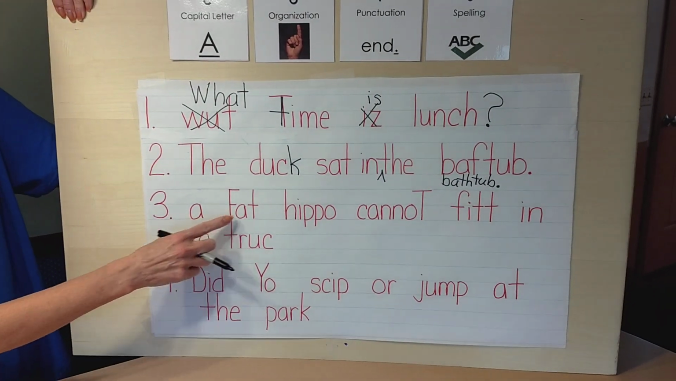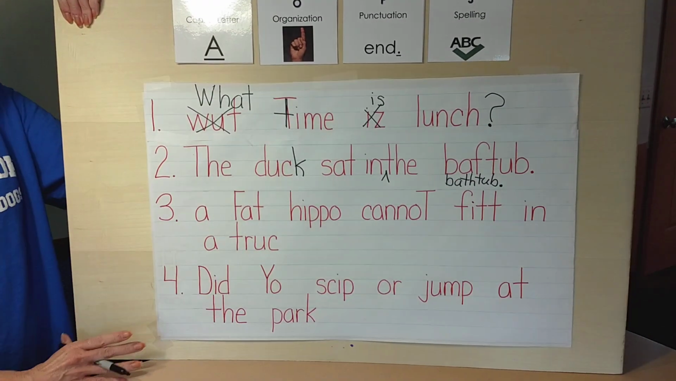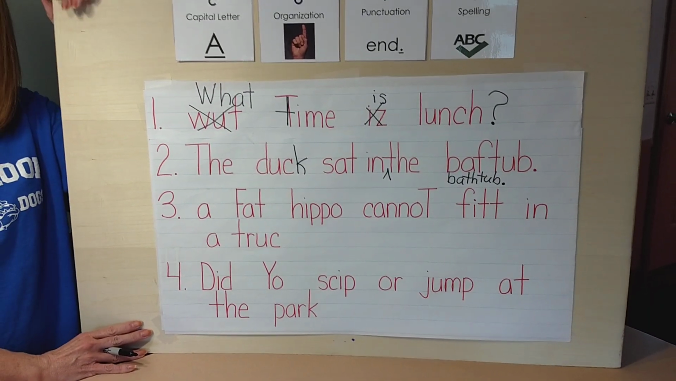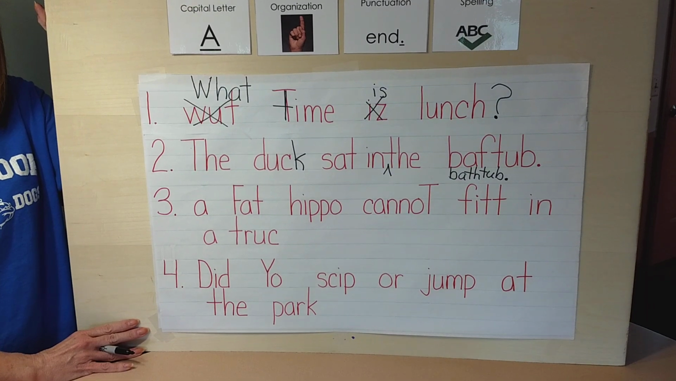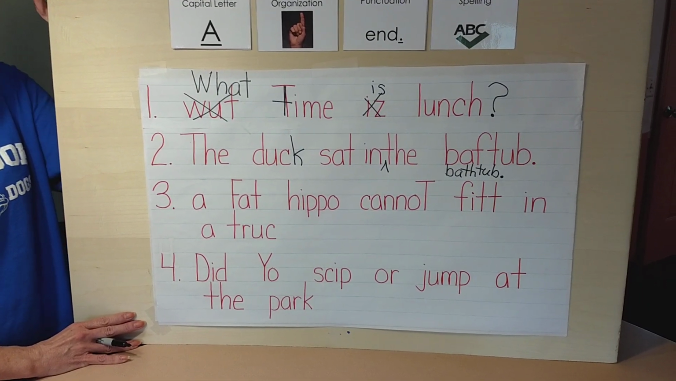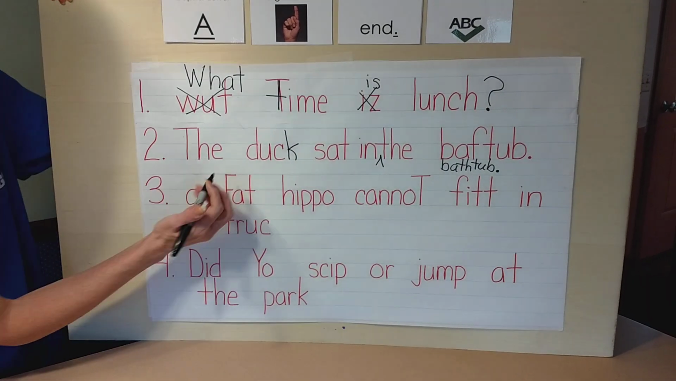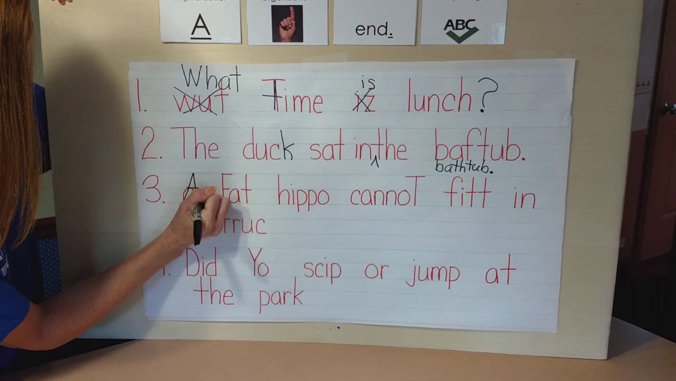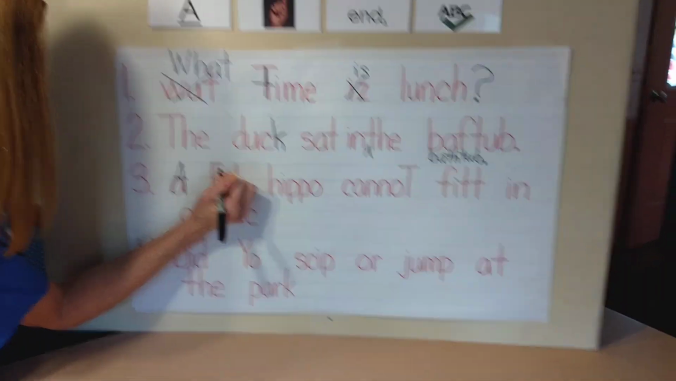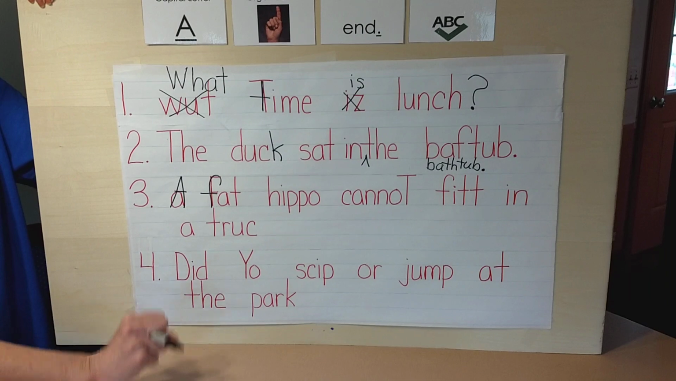It says, a fat hippo cannot fit in a truck. A fat hippo cannot fit in a truck. Pause your computer. Okay, we're back. There's a lot of mistakes in this sentence. Let's start at the beginning. We need a capital A at the beginning of our sentence. A fat, oh, the word fat should not have a capital letter. That should be lowercase.